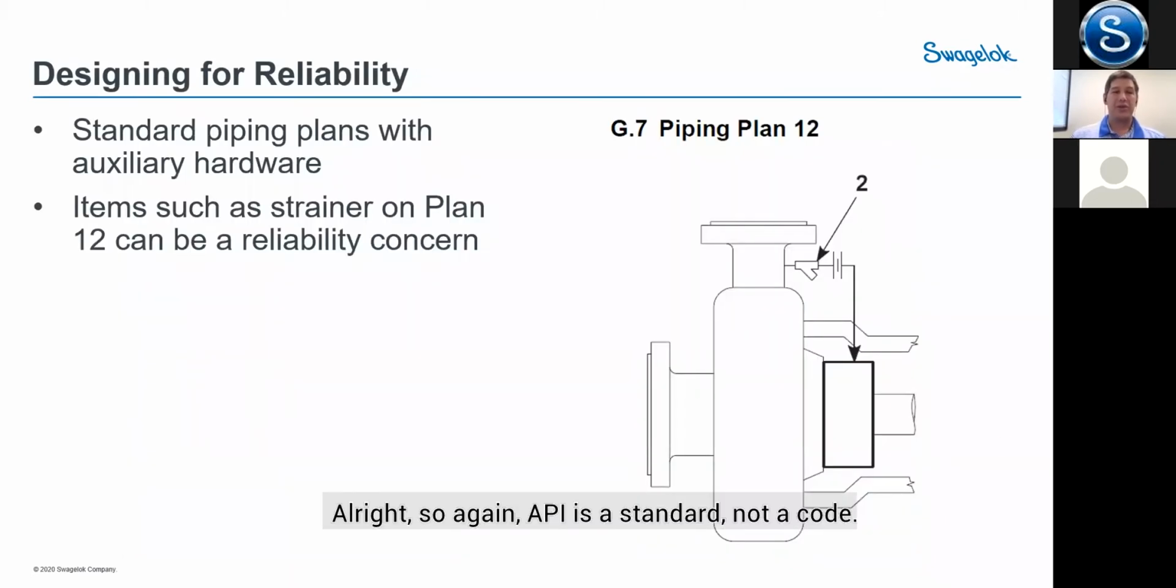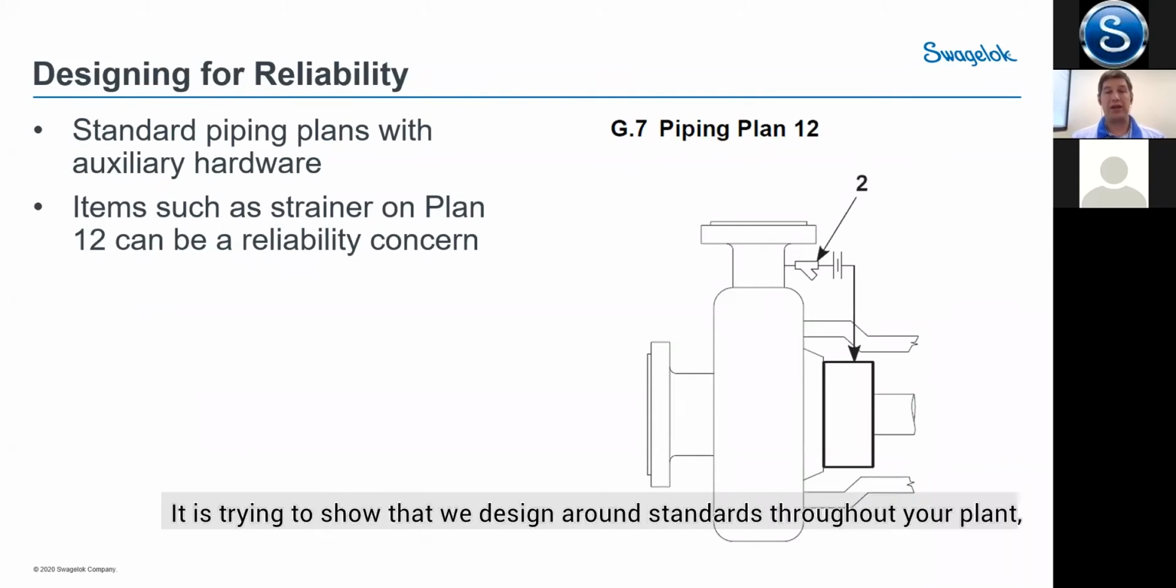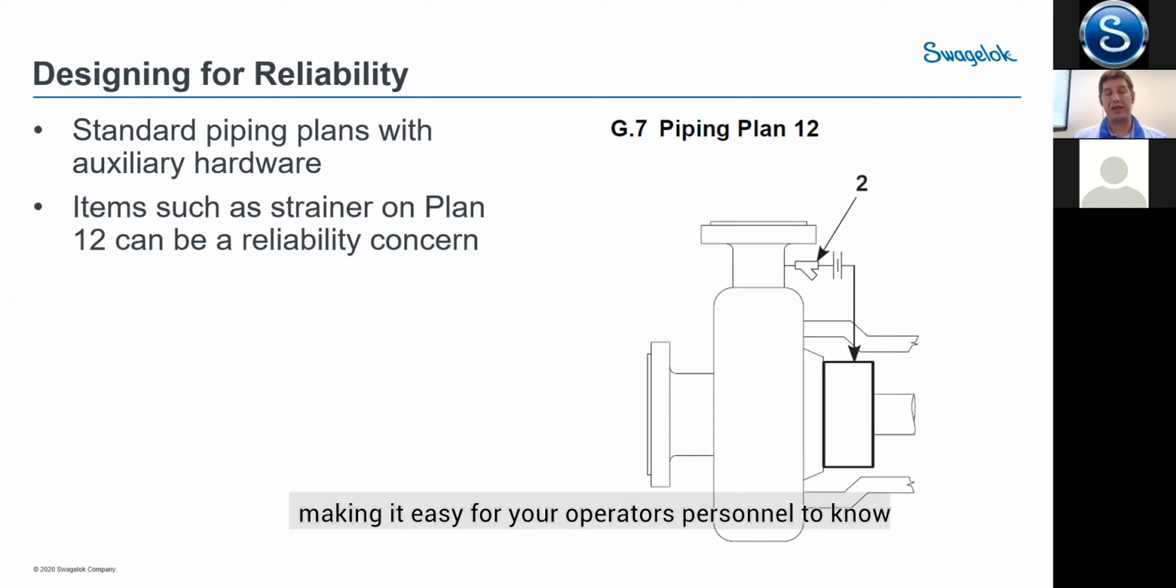All right. So again, API is a standard, not a code. It is trying to show that we design around standards throughout your plant, making it easy for your operators and maintenance personnel to know what's going on with the system, making it easy to do their job, and also to make sure that you have a proper PM schedule in place.